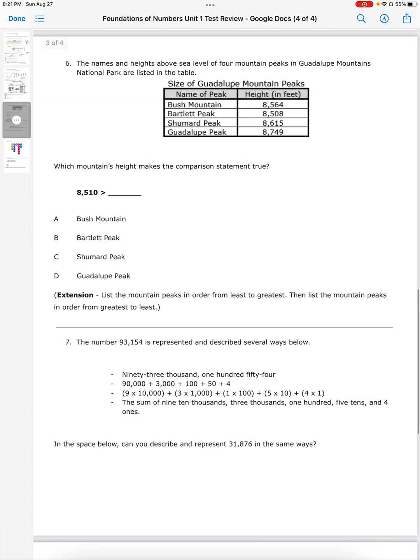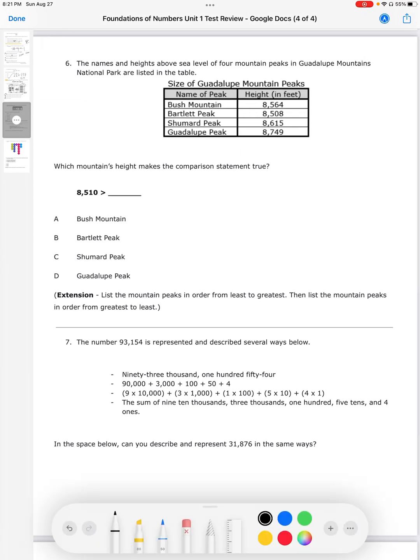Moving down to 6, we are almost finished with this. It says the names and heights above sea level of 4 mountain peaks in Guadalupe Mountain National Park are listed in the table. Here's the table. Which mountain's height makes the comparison statement true? Here's the comparison statement. It says 8,510 is greater than which mountain peak? Well, I'm just going to go number by number and see, is 8,510 greater than that or not? So let's start with Bush Mountain. Is 8,510 greater than 8,564? No, it is not.